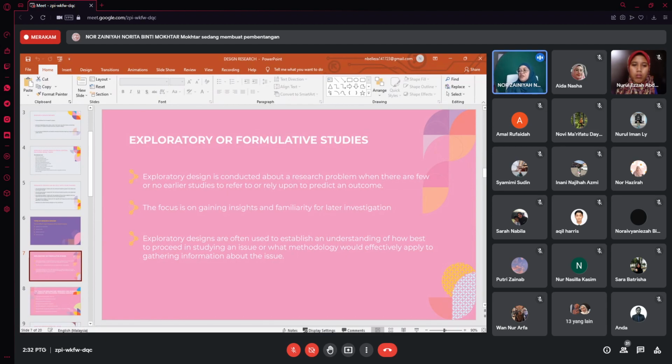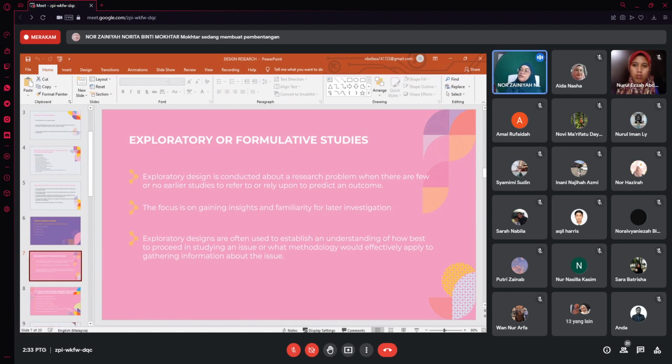And then the focus is on gaining insights and familiarity for later investigation. So if I want to see how this TPACK teaching strategy works, I'm going to have to throw it out there in the field and see whether the children like learning while playing games, or whether after they try my games, they can actually read, start recognizing words, and understand what they're reading.